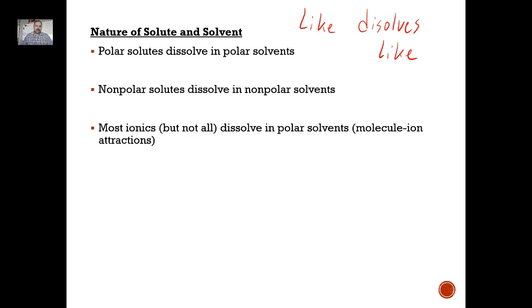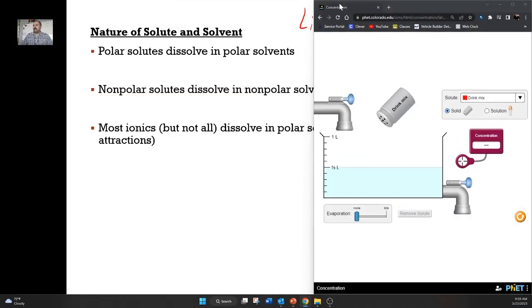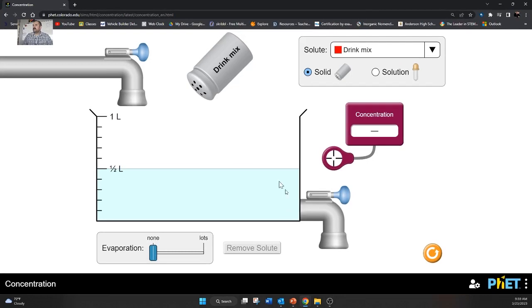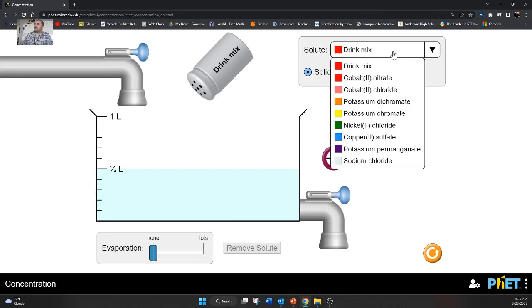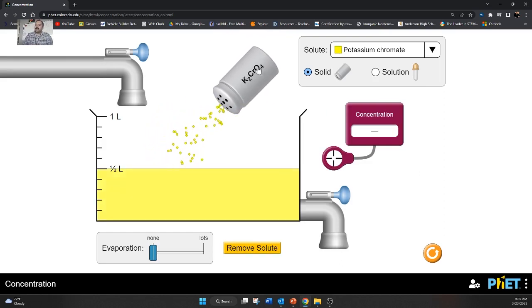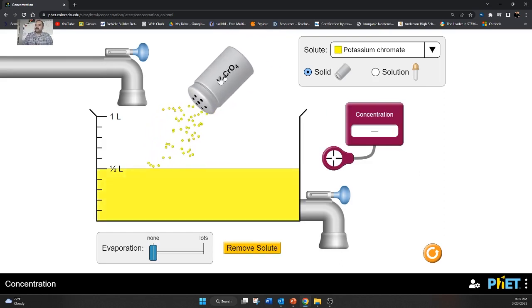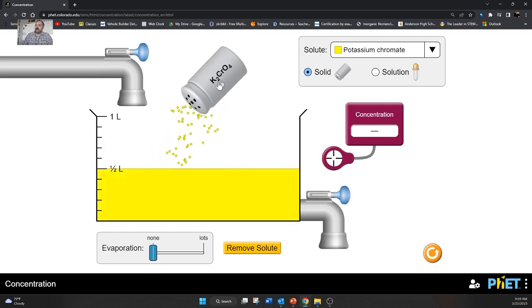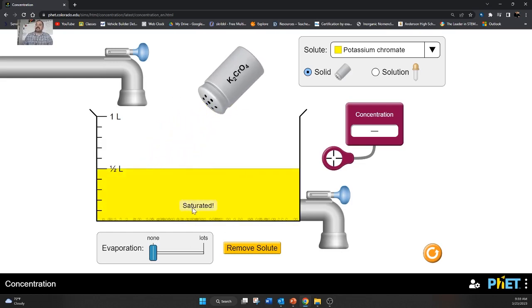All right, so real quick, I want to show y'all a simulation. You're not going to get to play with it, but I do want to show you this thing right here. So we have some solid drink mix. Let's make it potassium chromate. We're going to put this potassium chromate in water, and we're going to keep adding it until we can't add any more. So we're going to keep going, and now it says saturated.